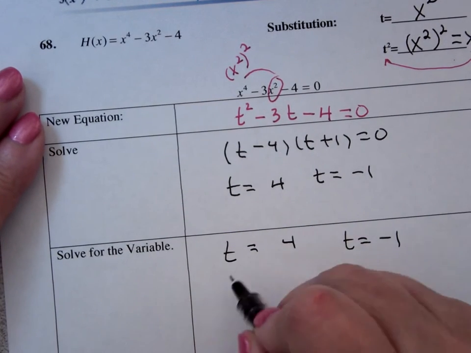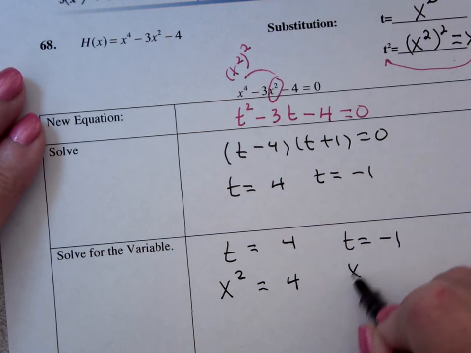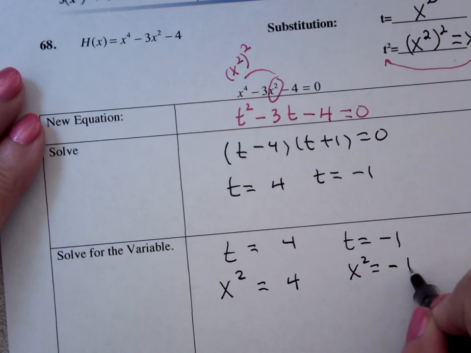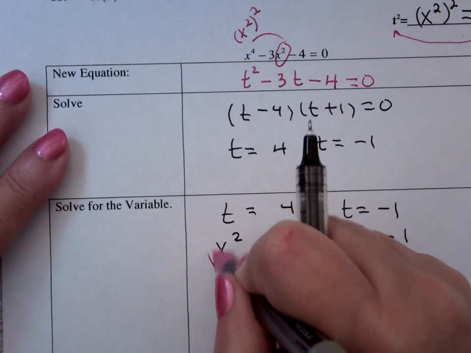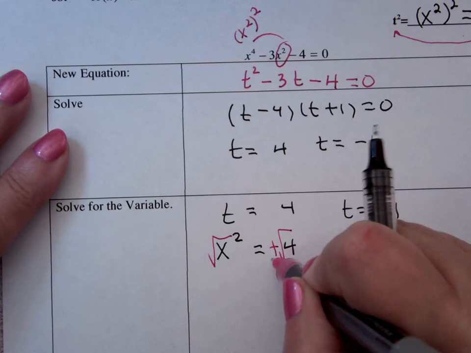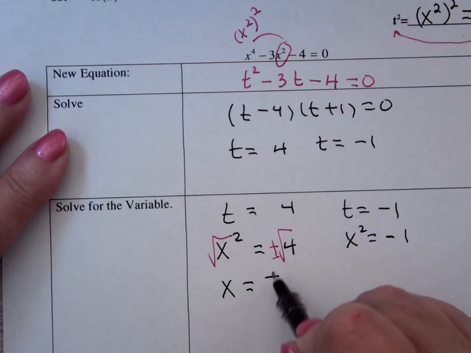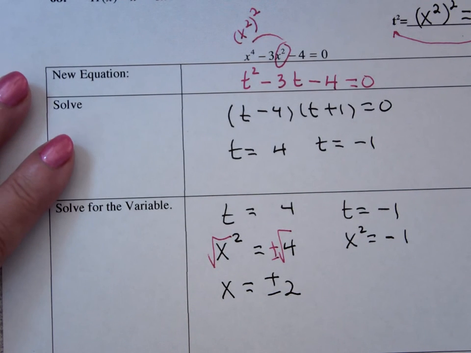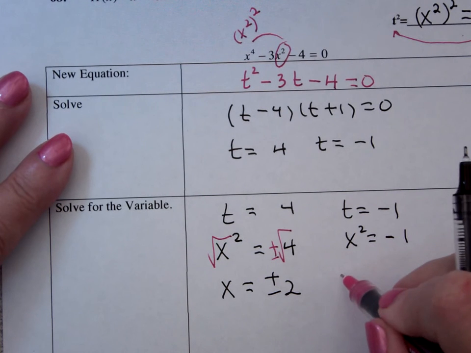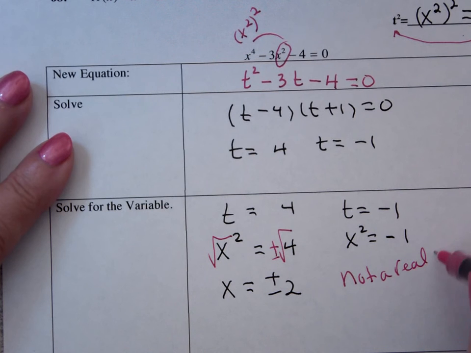x squared. That said x squared equals 4. x squared equals negative 1. Now I can use the square root property on this. Take the square root of both sides. Don't forget the plus or minus. So x equals plus or minus 2. Now right now we do not have imaginary numbers, so we would say this is not a real number.